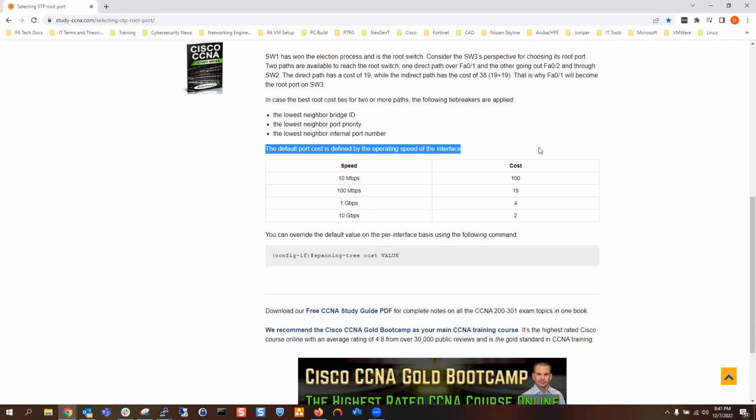So we can't necessarily set the speed, right? We can go ahead and override it just for calculation. We can do that with EIGRP and spanning tree and OSPF. But by default, it goes based off of the operating speed of the interface. So Pete, if we have a 10 gig interface, that costs us 2. If we have a 1 gig interface, that costs us 4. If we have a 100 meg, Fast Ethernet port, the cost is going to be 19, right? And if we have a 10 meg, just an Ethernet port, it's going to be 100, right?